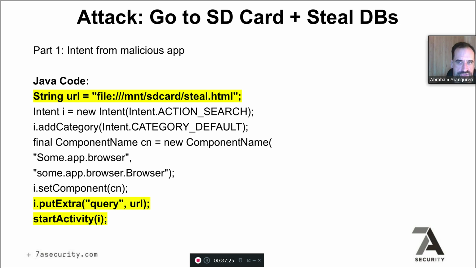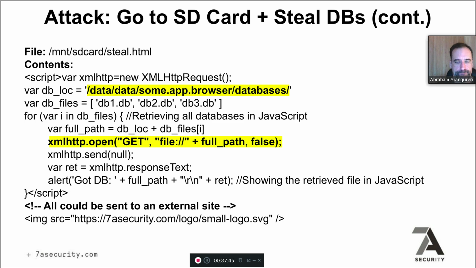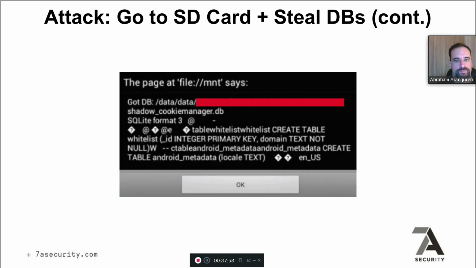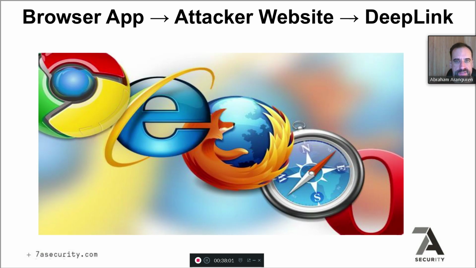So this is the actual attack code from the test vulnerable application, the attacker application. So this is the string URL, for example, mount SD card steal.html, and then put the intent extra for the query, and start the activity. This was basically getting the application to open the steal HTML, and from here we can read the local files, right? So this is all the databases, and then we read the files and so on. So this was the alert at the time.